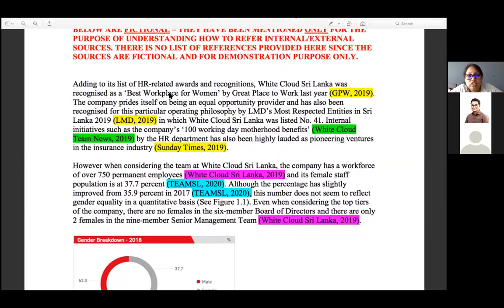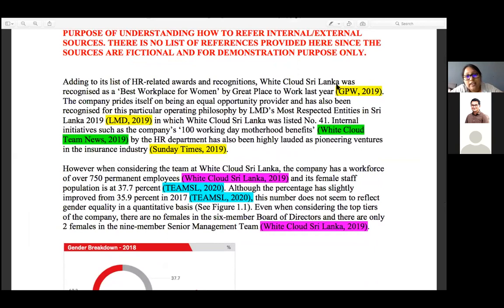Adding to its list of HR related awards and recognitions, White Cloud Sri Lanka was recognized as the best workplace for women by Great Place to Work last year, right? So we're writing about a company. White Cloud Sri Lanka was recognized as best place for women by Great Place to Work last year. The company prides itself on being an equal opportunity provider and has also been recognized for this particular operating philosophy by LMD's most respected entities in Sri Lanka 2019, in which White Cloud was listed number 41.